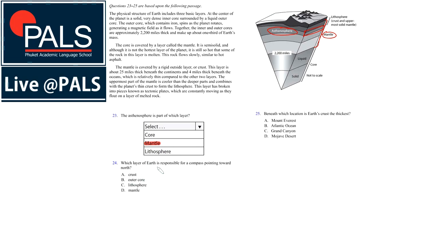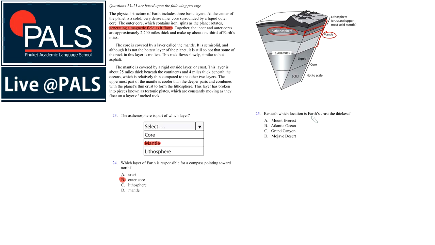Which layer of Earth is responsible for a compass pointing towards north? We read that the outer core, which contains iron, spins as the planet rotates, generating a magnetic field as it flows. So therefore, the outer core is responsible for generating the magnetic field, which will cause a compass to point towards north.